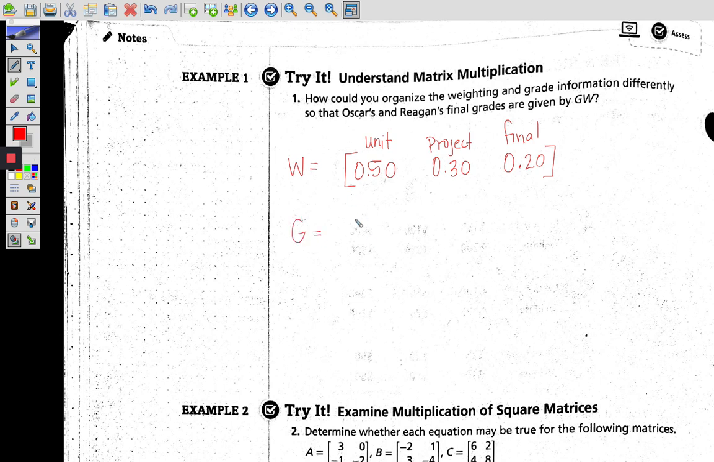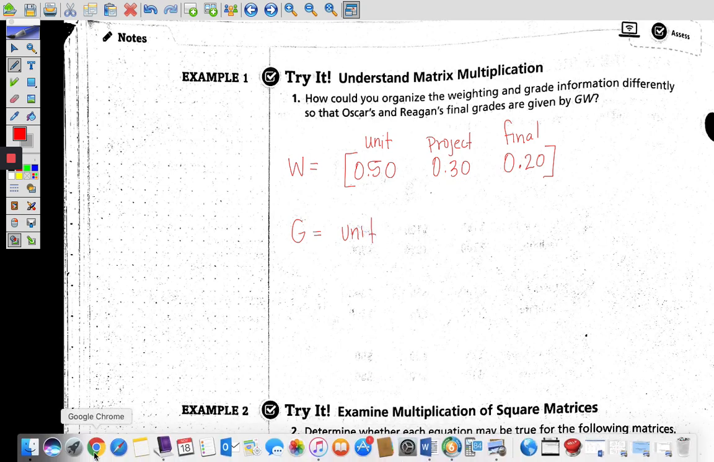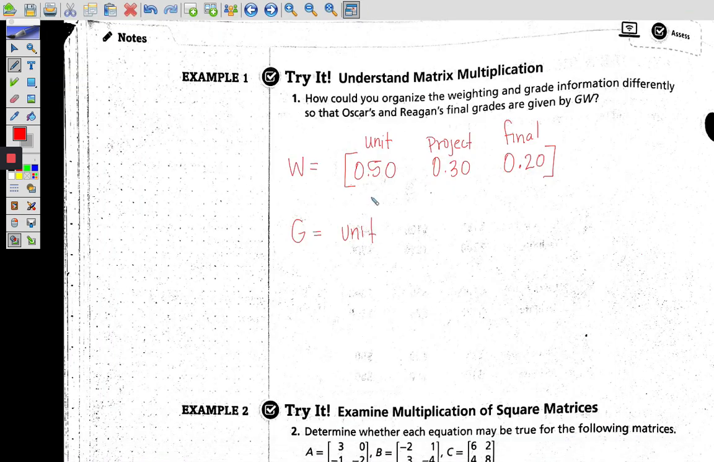The grades that they give us for the unit, let's see who's first because I didn't write that. Oscar made a 90 on his unit, or had an average of a 90 on his unit assessments. Reagan had an average of 80. Oscar made a 95. Reagan made a 70 on her project. And then on their final, Oscar made a 75, so this is Oscar and Reagan. And Reagan made an 85.